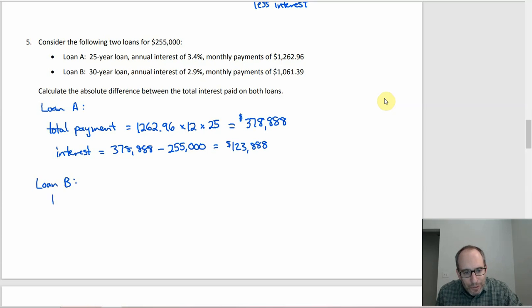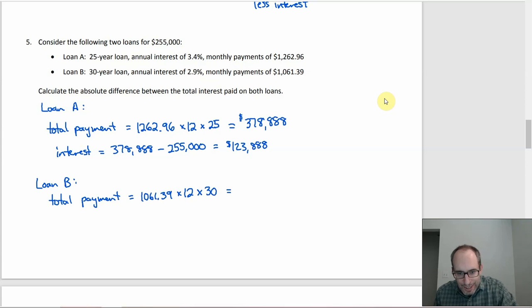So for loan B, the total payment would be $1,061.39 times 12 months times 30 years. And this one does not work out perfectly to be an exact number of dollars. It's $382,140.